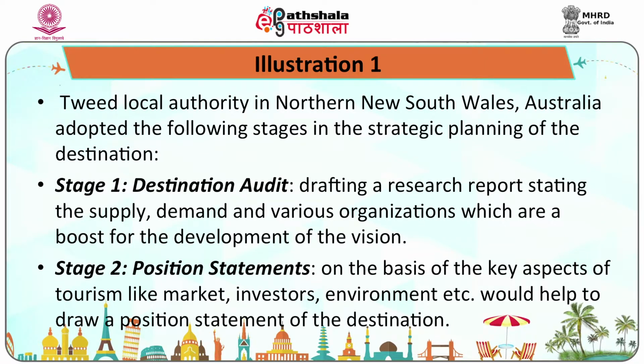Example number 1. In 2002, Tweed Local Authority in Northern New South Wales, Australia, adopted the following stages in the strategic planning of the destination. Stage 1. Destination audit. Drafting a research report stating the supply, demand and various organizations which are a boost for the development of the vision. At stage 2, position statements, on the basis of which key aspects of tourism like market, investors, environment, etc. would help to draw a position statement of the destination.